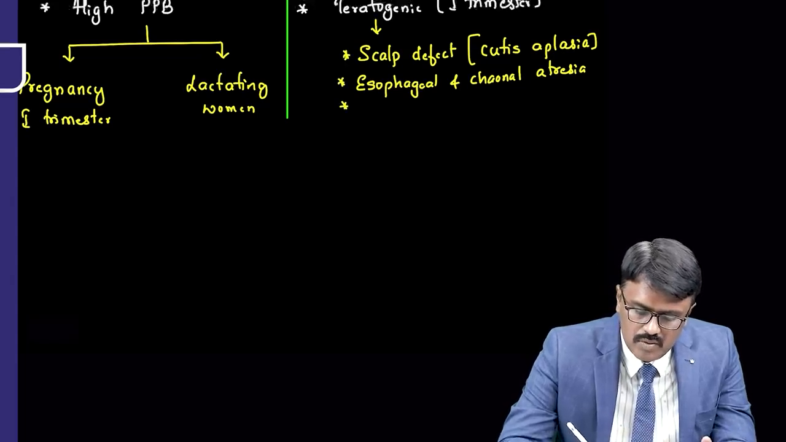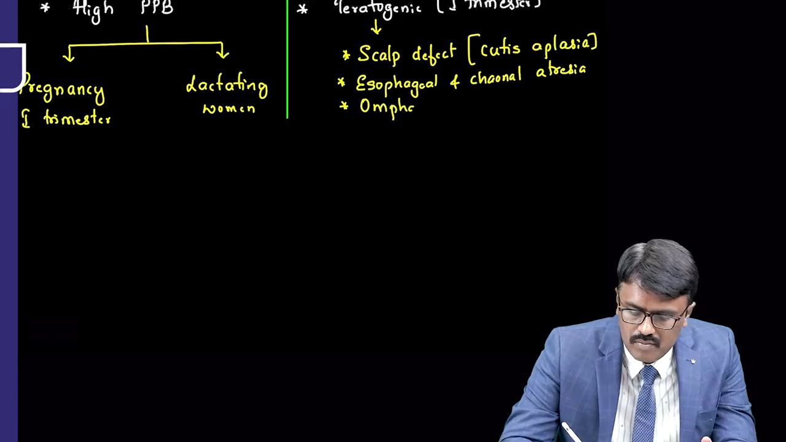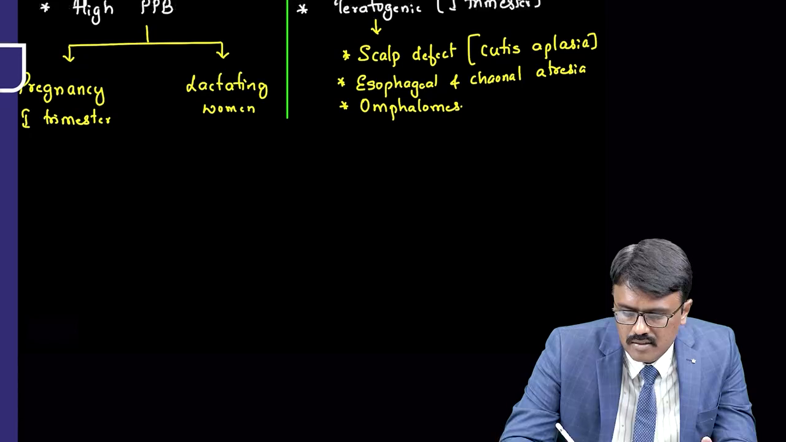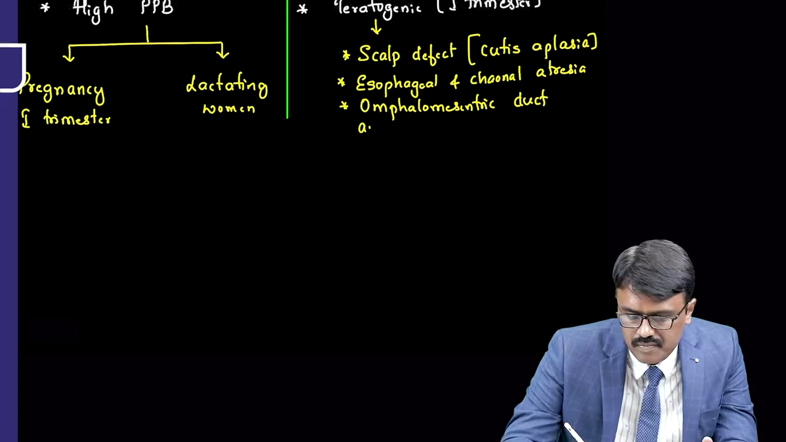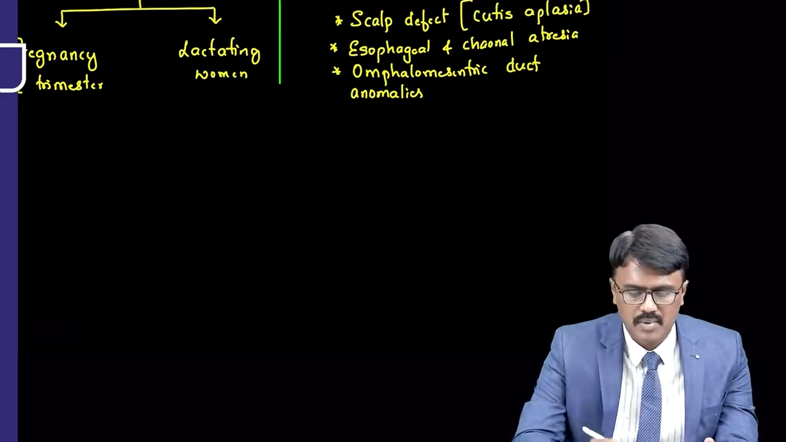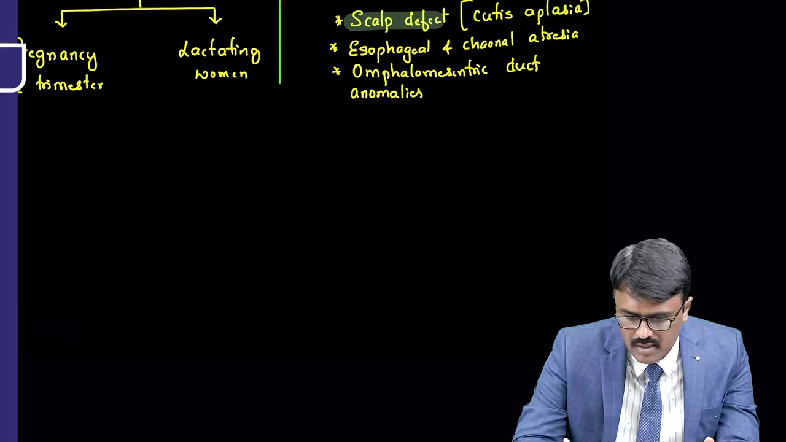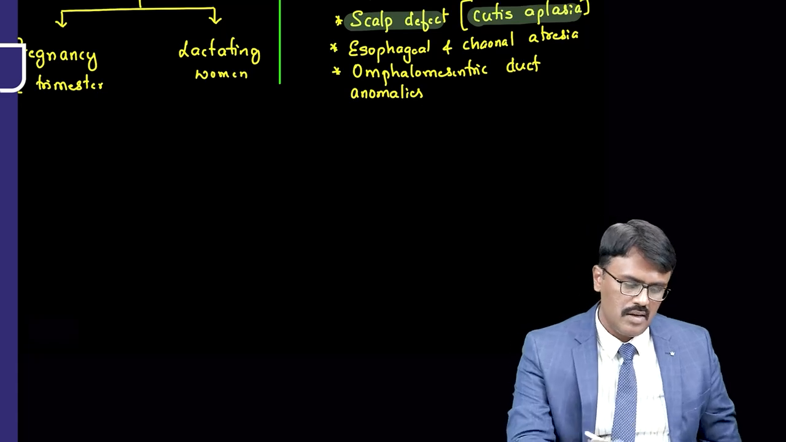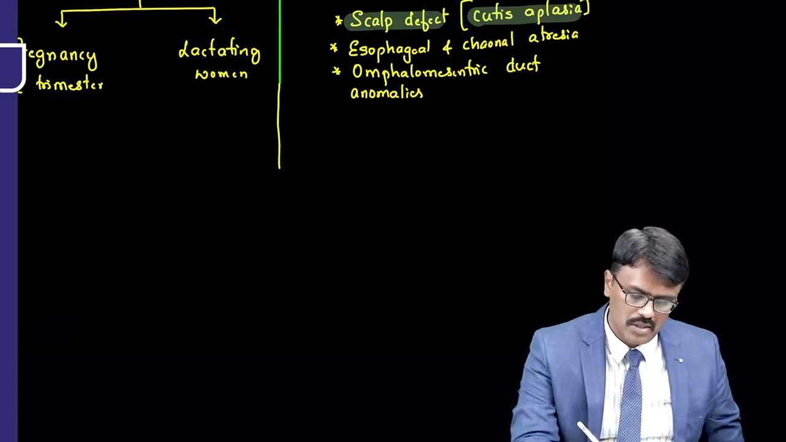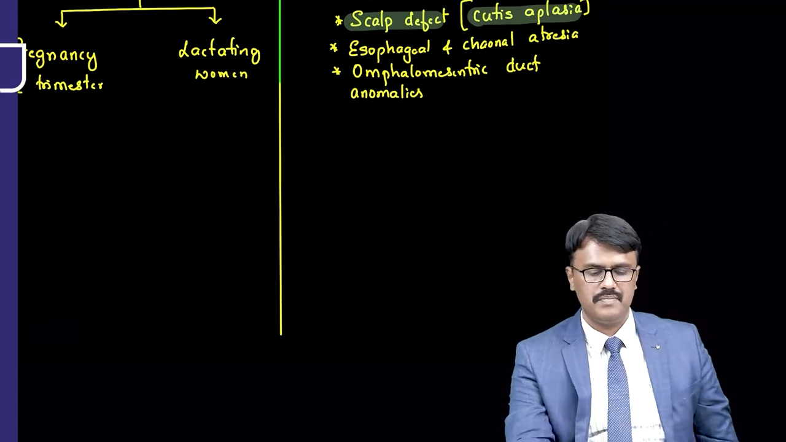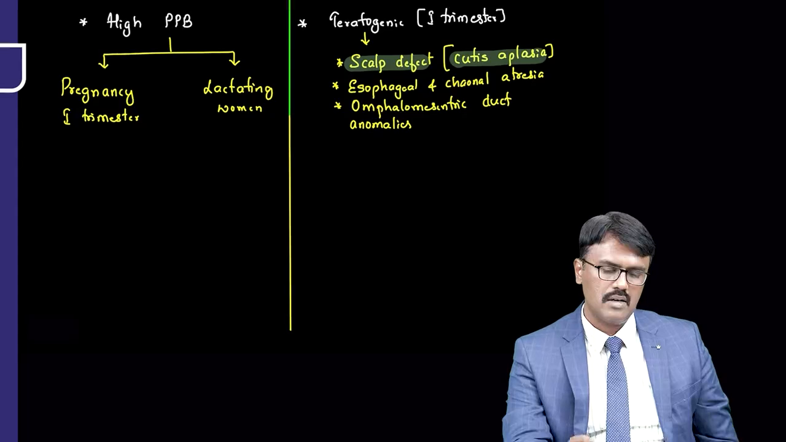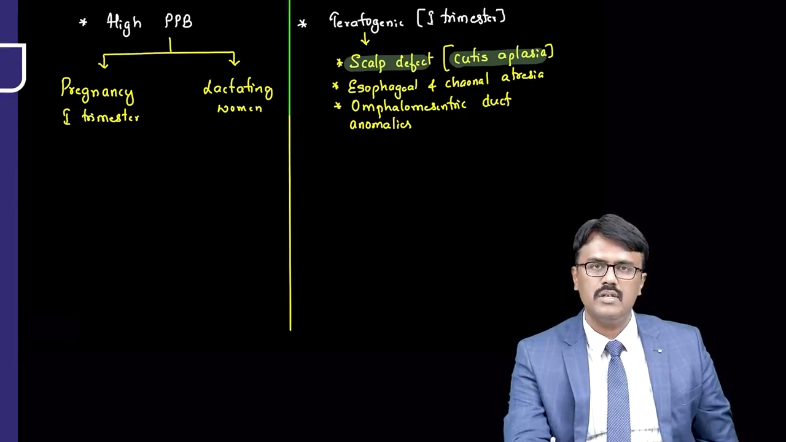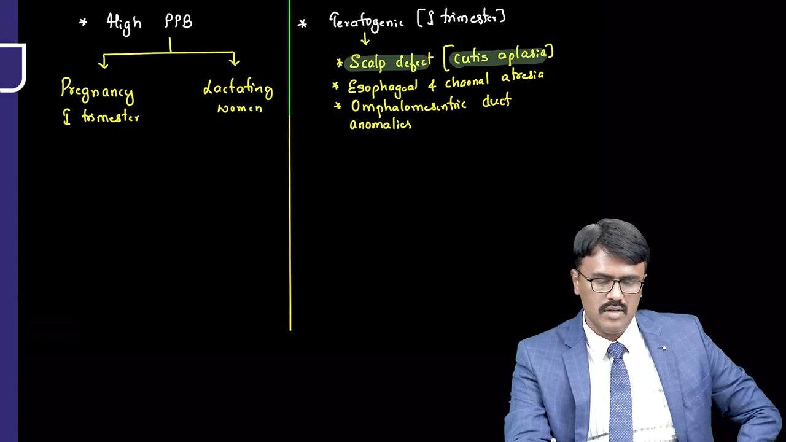And also they can produce omphalomesenteric duct anomalies. If it is too lengthy, please remember mainly that these drugs produce scalp defect. That was the question asked in your exam, which drugs can produce the scalp defect. So in the first trimester, these are teratogenic drugs. So we cannot use them, either carbimazole or methimazole.